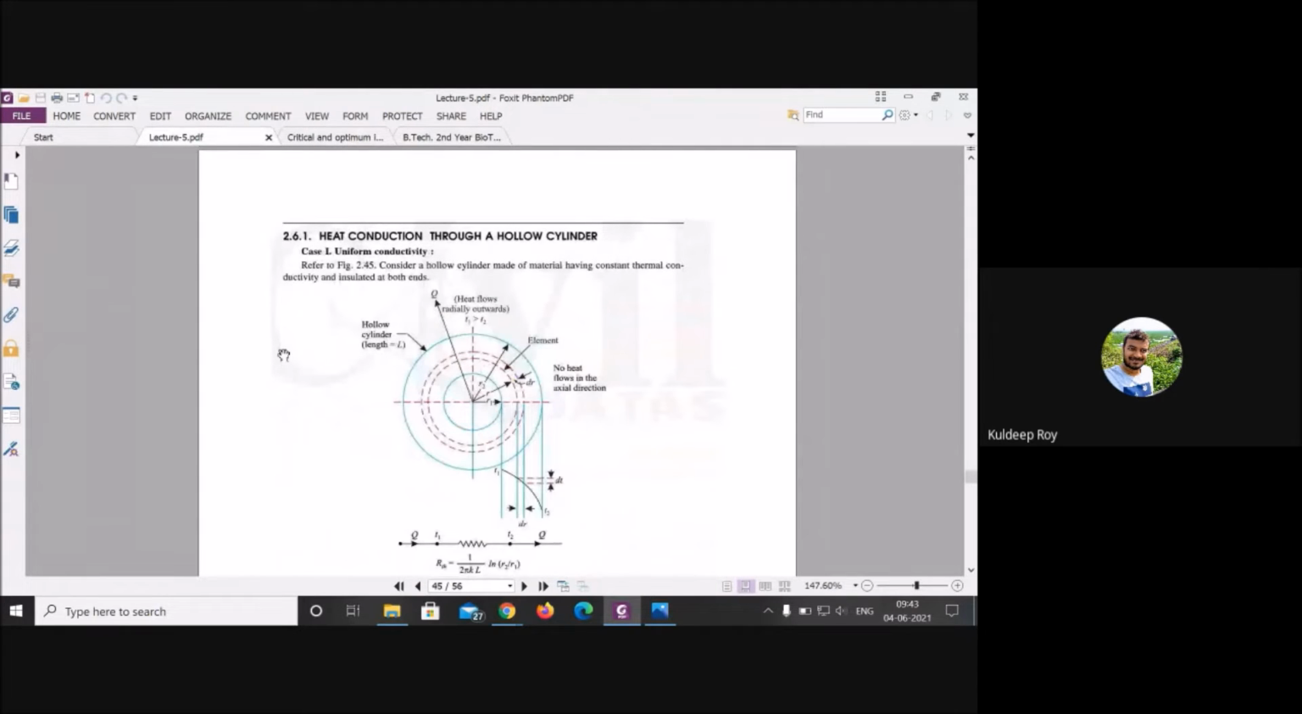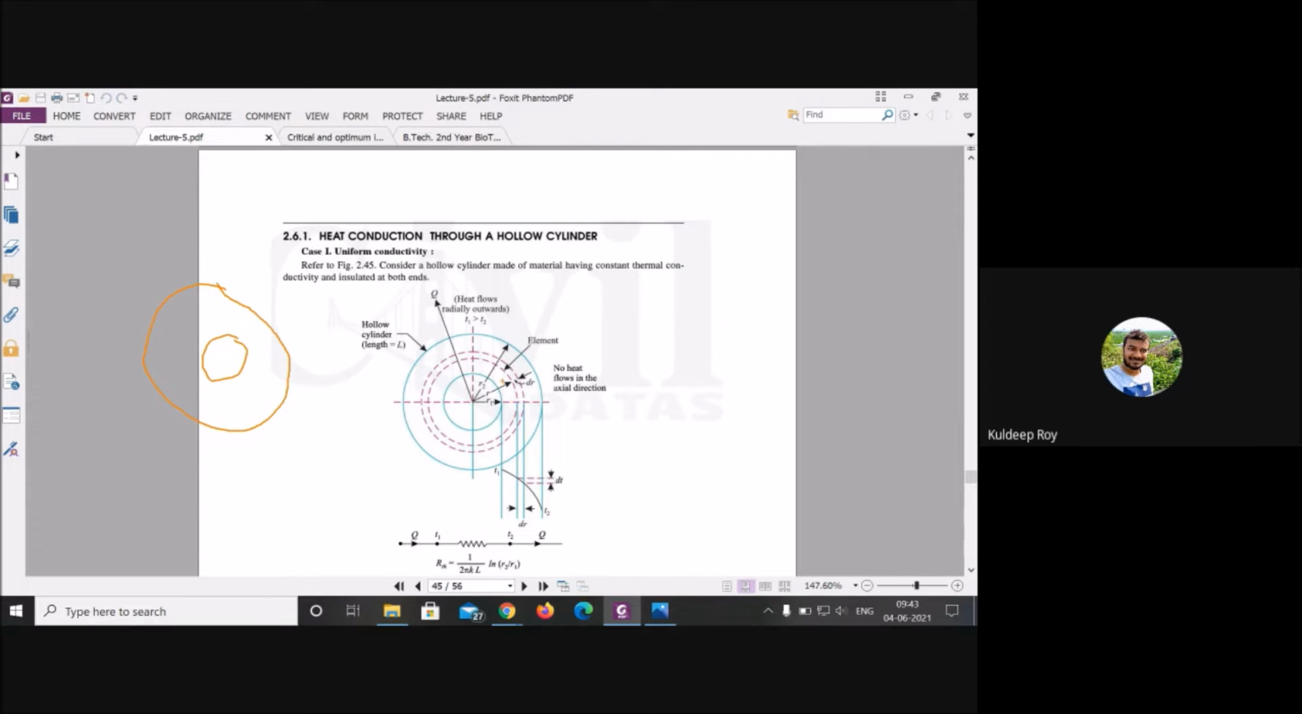First, we will talk about heat conduction through a hollow cylinder. Why are we discussing the cylinder? I will tell you why we are studying the cylinder and the sphere. It will be required. If you have one hollow cylinder, yesterday we talked about resistance, then you have to determine the resistance. How will you determine the resistance? This is your hollow pipe.